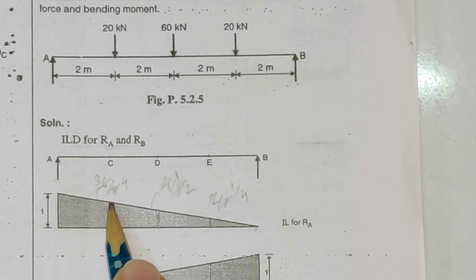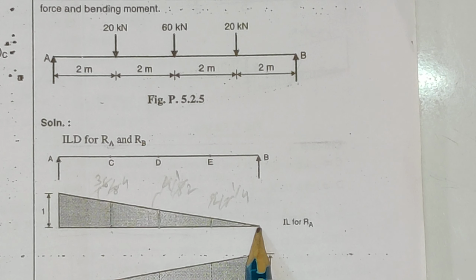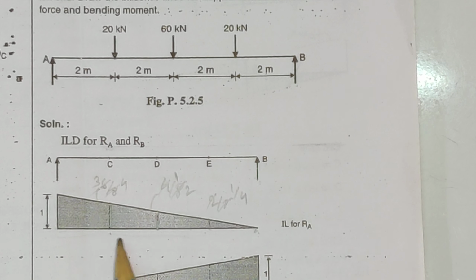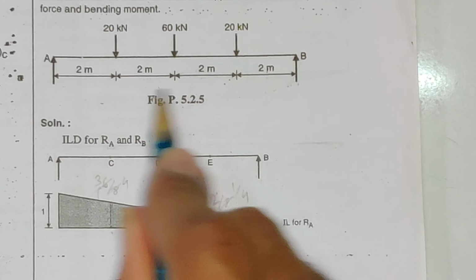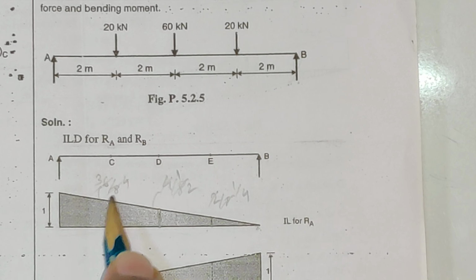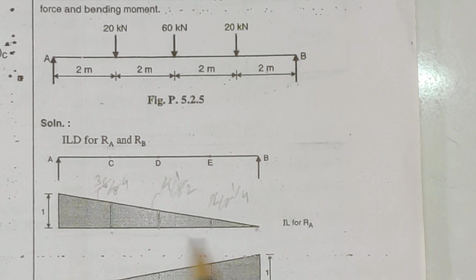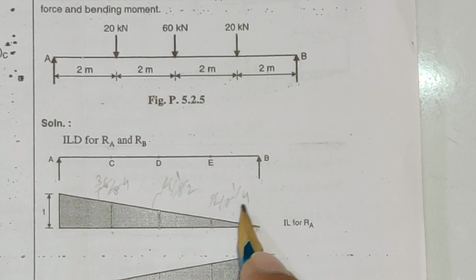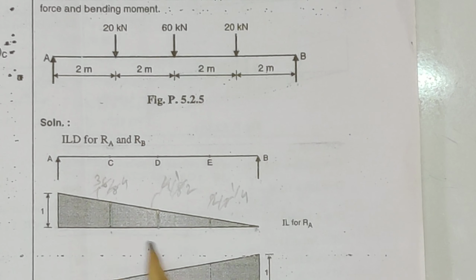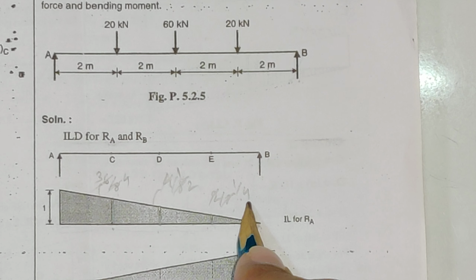Remember, for this height you have to take the distance of 6 meter divided by total length. This length is 4 meter divided by total length. This is 2 meter divided by total length. Like that you find out this magnitude. We call this magnitude an ordinate.